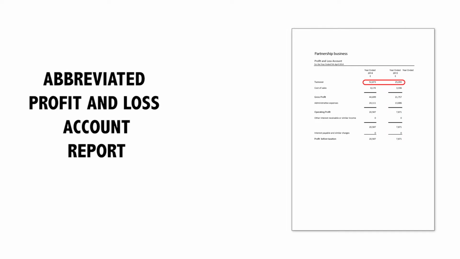Check the turnover. That's the money coming into the business generated from sale of goods or supply of services. Is it correct or higher or lower than you expected? Check the cost of sales. These are the direct costs incurred in making your turnover. For example, a restaurant's direct costs would be food. Check the gross profit. This is the profit made before overheads and admin costs are taken into account. And check the net profit or profit before taxation. This is what the business has made after all costs and overheads have been deducted, but before tax is paid.